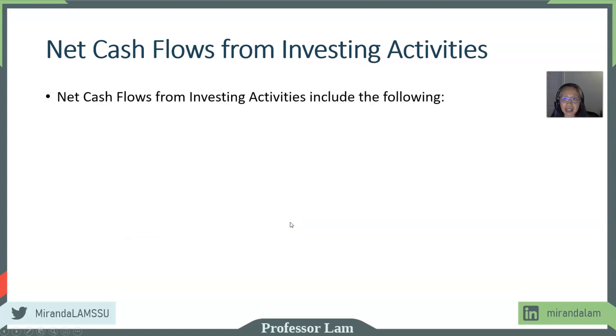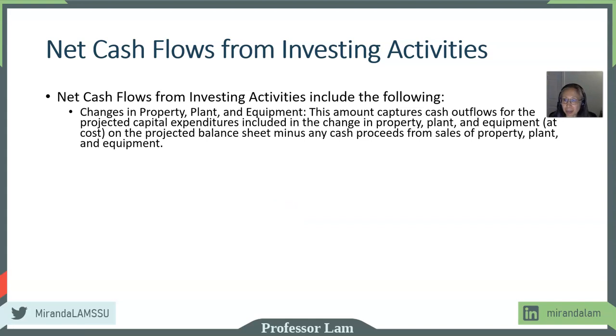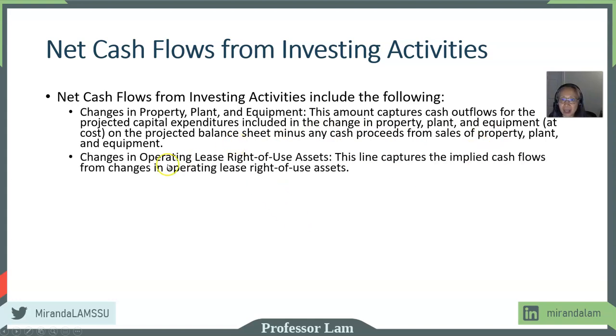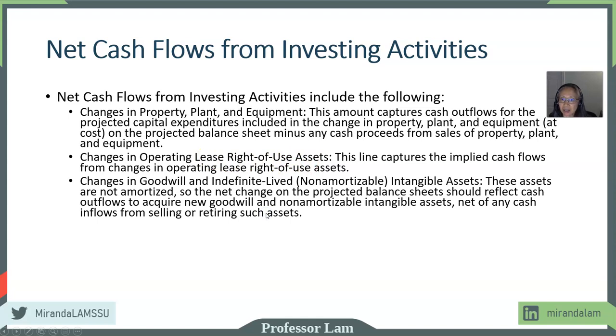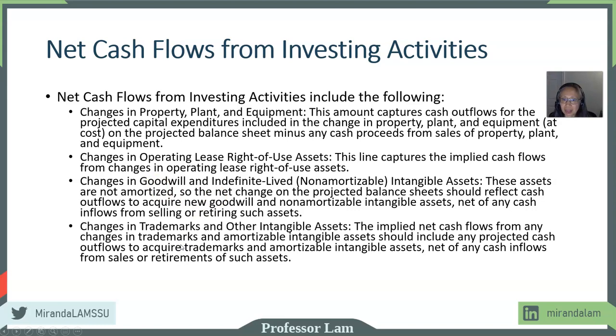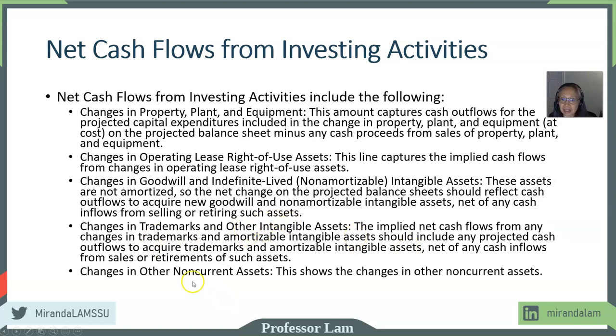Cash flow from investing activities includes changes in plant, property, and equipment. So this will be outflow for any investment, and inflow will be sales. Other investing activity will include leases. So again, this will capture the asset side. Goodwill will occur if there are planned purchases of other businesses. Typically goodwill is created when there are acquisitions. Other types of assets include trademarks, patents, and other intangible assets. And then changes in other non-current assets. So just make sure that all the assets are included in investing activities.